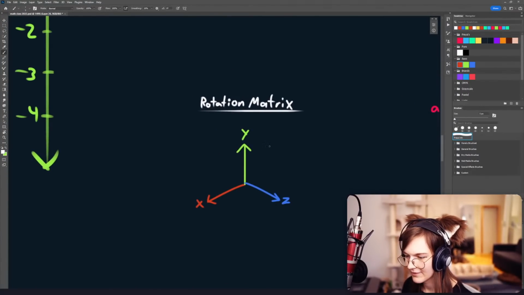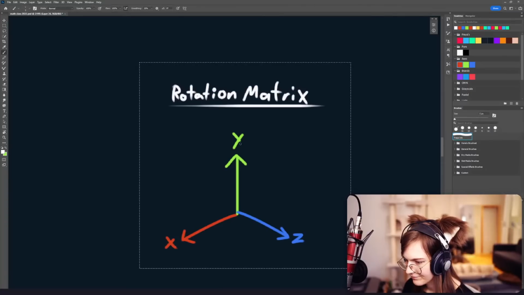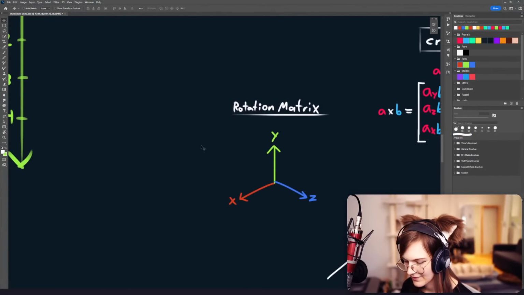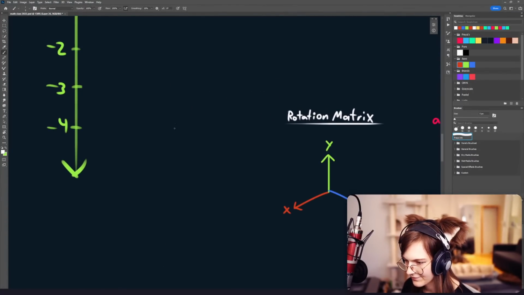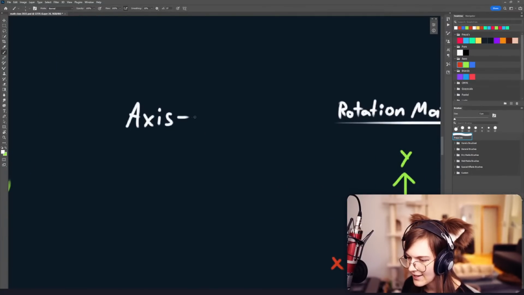All right, so this is one of the ways we can represent rotations. Then there is another format that I really like, called axis angle.